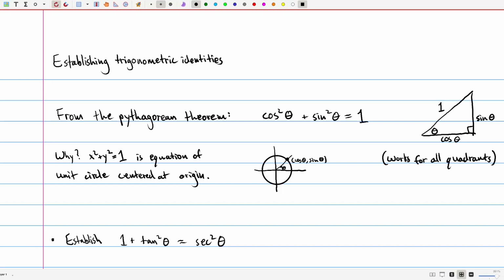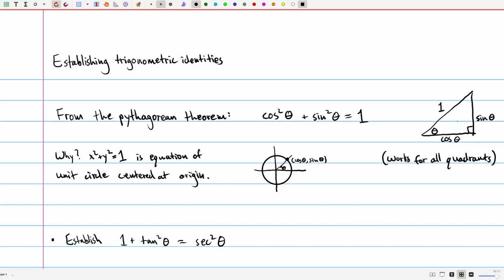One that we didn't mention yet was the one from the Pythagorean theorem. I'll just state that first: cosine squared plus sine squared is 1, no matter what theta is. And why is that? Well, that's because x squared plus y squared equals 1 is the equation of the unit circle centered at the origin, and this comes from the Pythagorean theorem, which is that if you take x squared plus y squared, that gives you the distance from the origin squared. And so if it's 1, that means it's tracing out a unit circle.